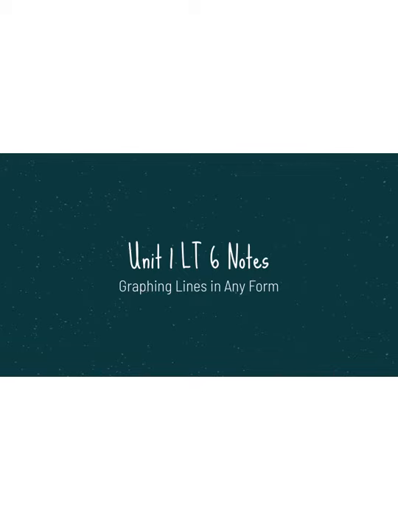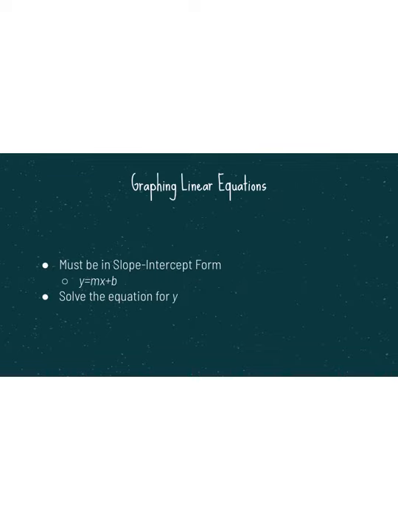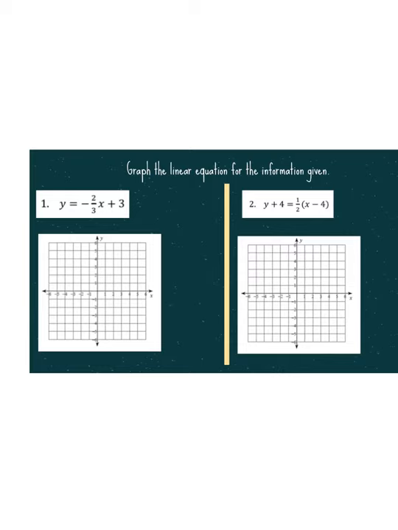Today we're going to be working on Unit 1, LT6 notes, graphing lines in any form. In order to graph a linear equation, you have to be in slope-intercept form. And just like we worked on last week, slope-intercept form is y equals mx plus b. And then you solve the equation for y. So let's look at this first one here.